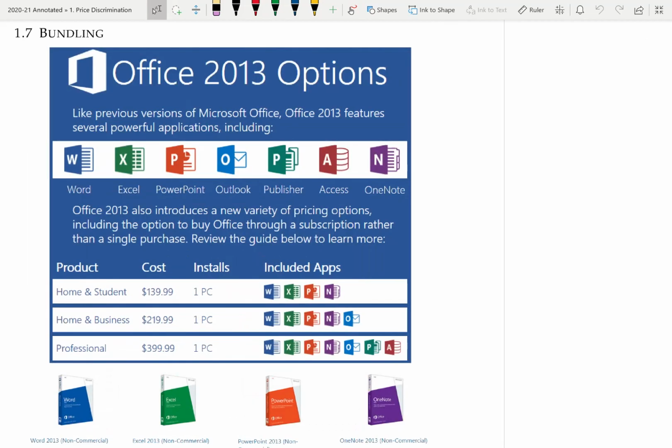So we can see here we have the Home and Student version, which was $139.99. It had Word, Excel, PowerPoint, and OneNote. And you also had Home and Business, which had also Outlook. And then there's a professional version, which has Publisher and Access. If we look at the prices of these, so let's look at the Home and Student. The price is $139.99.